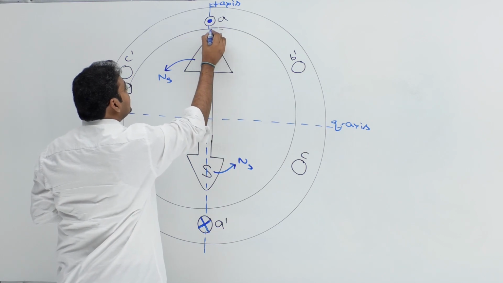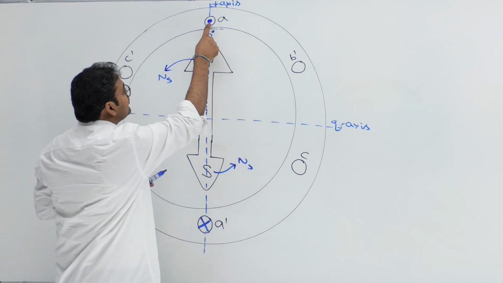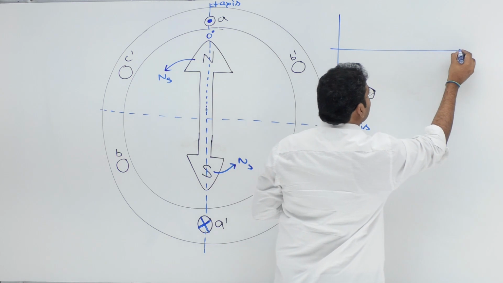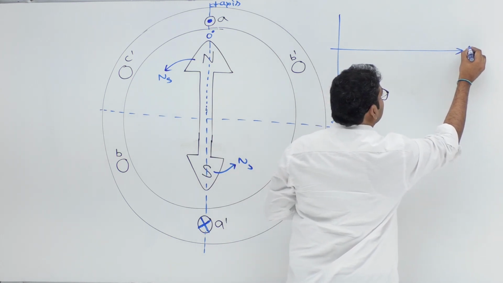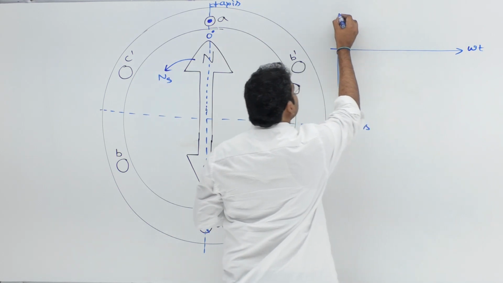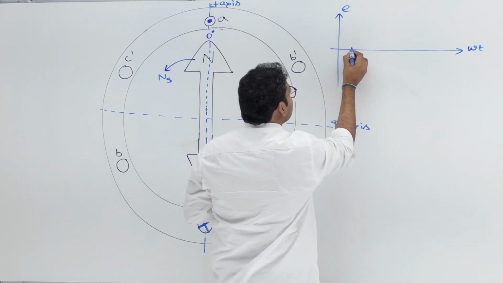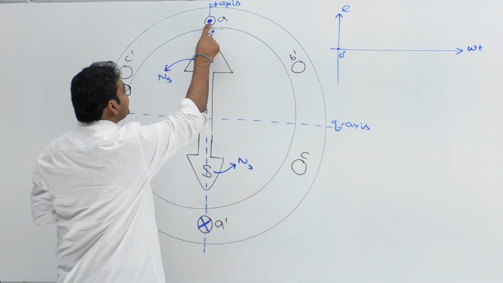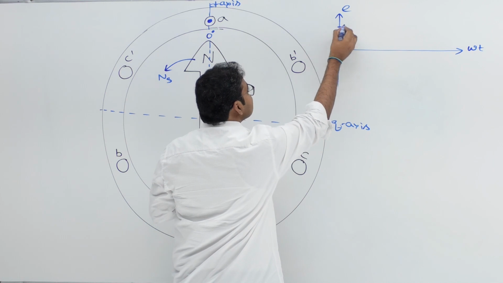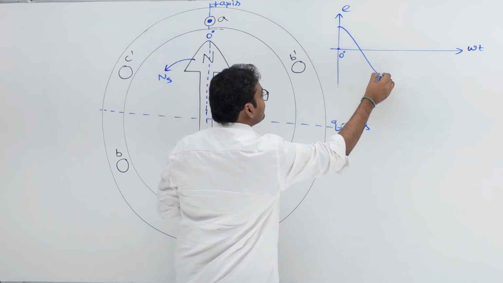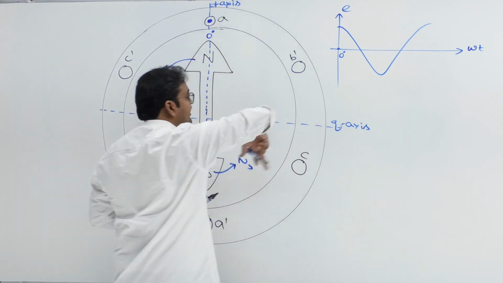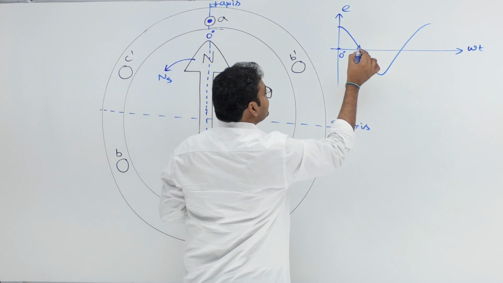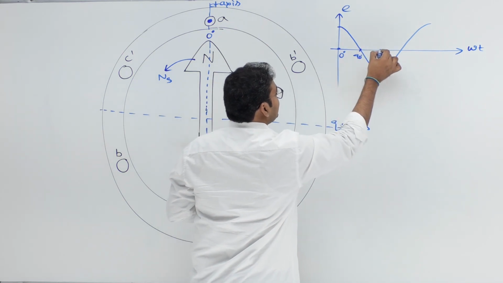Let me write it here. 0 degrees position. Which phase voltage is maximum? Phase A. I am drawing a diagram here. You see, I am taking the time on the x-axis and the induced EMF on the y-axis. Assume this is 0 degrees position. Right now, which phase voltage is maximum? A. Phase A voltage is maximum. And if you continue to rotate the rotor, AC voltage will be induced like that. Very clear. This is 0 degrees. This is 90. This is 180.